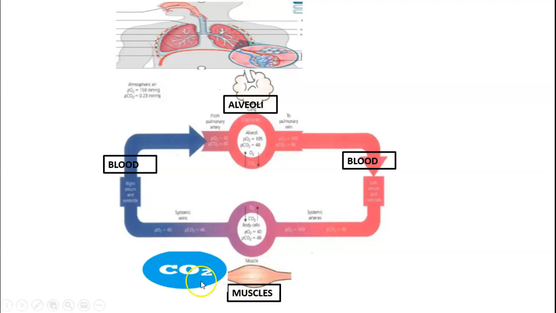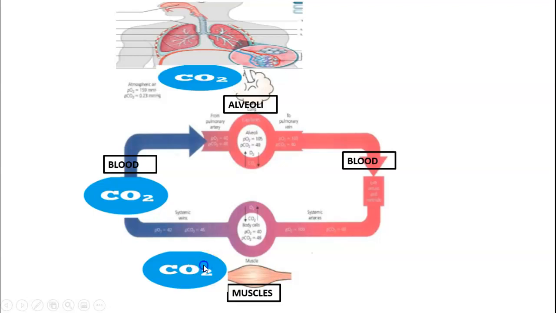So there's a high amount, or partial pressure as we'll call it, of carbon dioxide in the muscles, so we need to get that into the blood. As you know, that's deoxygenated blood there. So then we need to get that into our lungs so that we can then breathe it out. Okay, so that's the process.